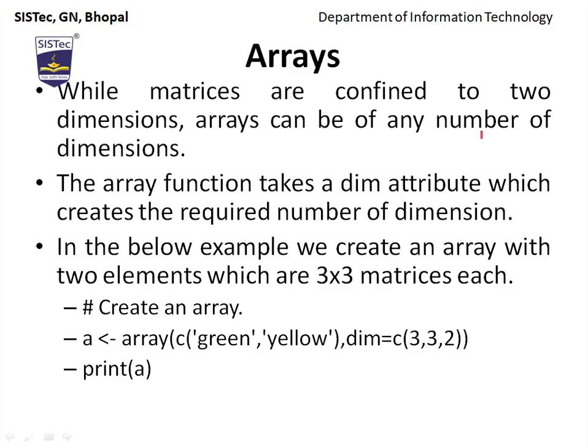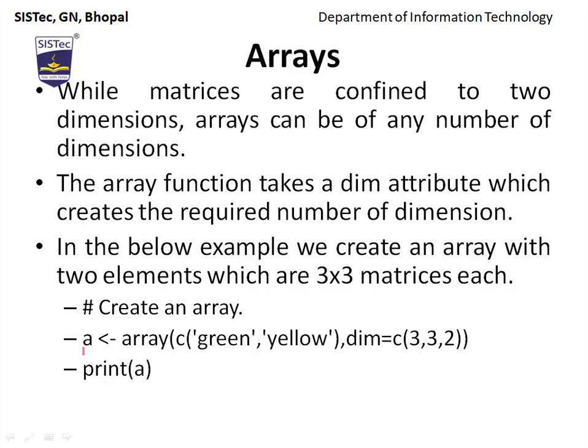Next is array. As we know, an array is a continuous memory location, but here an array in R programming can be an n-dimensional array, while a matrix, as we have already discussed, is two-dimensional. An array can have any number of dimensions. The array function takes a dimension attribute which creates the required number of dimensions. For the example, we are using a 3 cross 3 matrix.